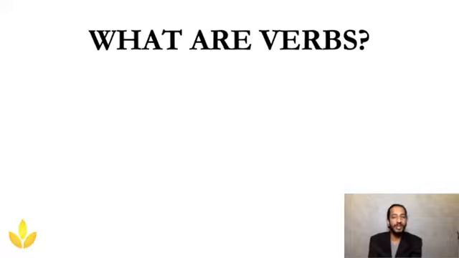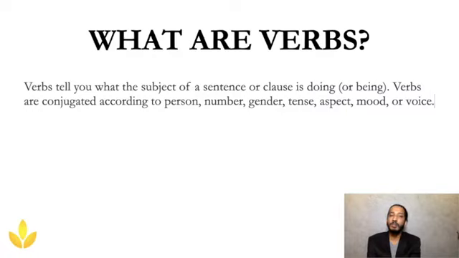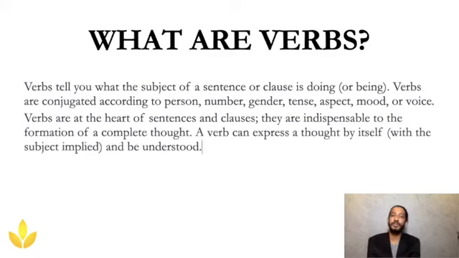What are verbs? Verbs tell you what the subject of a sentence or clause is doing or being. Verbs are conjugated according to the person, the number, the gender, tense, aspect, mood, or voice. So, verbs are the heart of any sentence or clause. They are indispensable to the formation of a complete thought. A verb can express a thought by itself with the subject implied and understood.